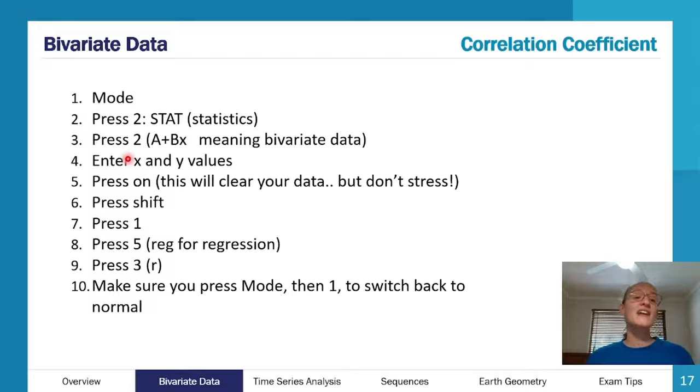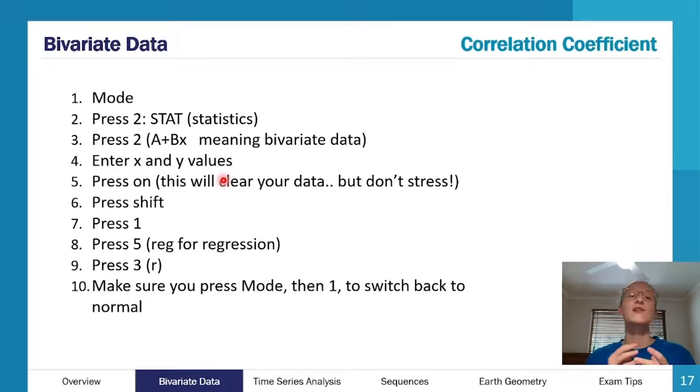And then you press 2, which will say A plus BX, which is referring to the fact that it's bivariate data. And then a little table will pop up and you enter your X and your Y values. You might move around the grid using the arrows, up and down, left and right, and you enter the number and then click enter. And then you enter your next number, click enter. Then you might need to use the arrows to move around to the Y column, for example, until all of your X and Y values are entered. So you'll have a corresponding X and a corresponding Y value for each value.